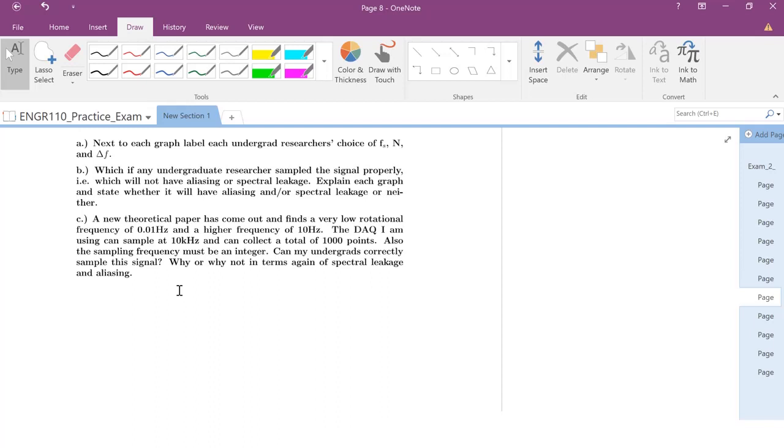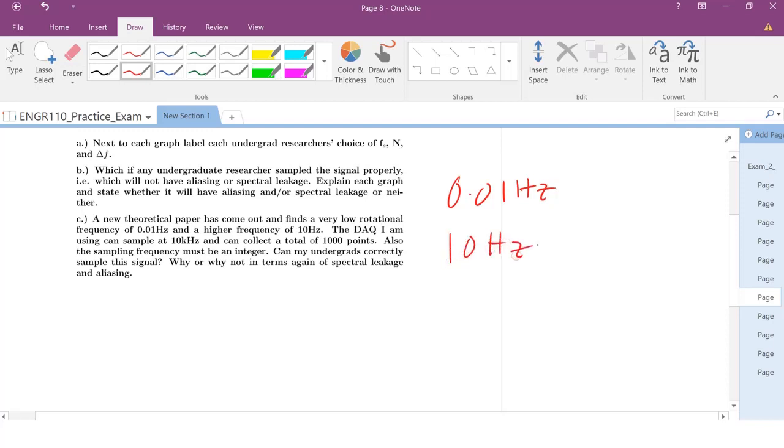So a new theoretical paper comes out. So we are now measuring, we have to hit basically this 0.01 hertz. Actually, I'm going to switch out to my red. So new frequency, 0.01 hertz. Maximum frequency now is 10 hertz. So this is F max, the maximum frequency in our signal.